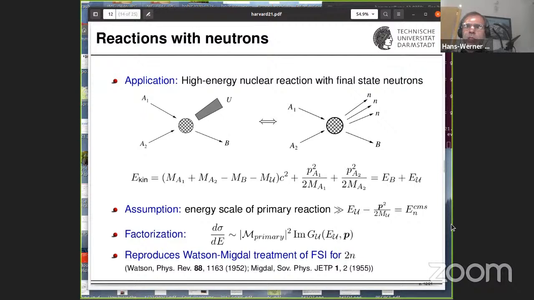conformal symmetry. Now, we will assume that this is not a general reaction, but it's a reaction where the energy scale of this primary reaction, so this is the reaction of this primary vertex, is much larger than the energy of the neutrons in their center of mass. So U is the total energy of this un-nucleus, which is the multi-neutron state. And here, if you subtract the center of mass energy of this multi-neutron system from U, then you get the energy of those in the center of mass, and this should be small.